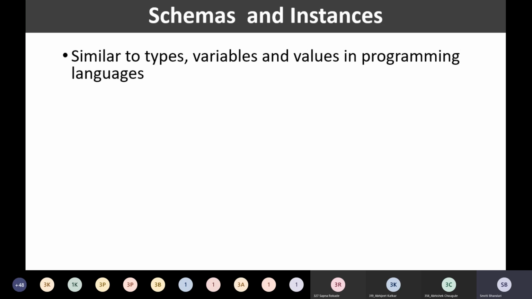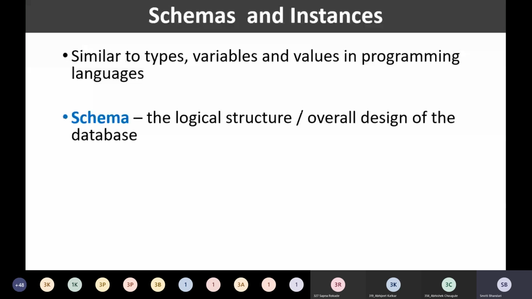Is that correct? Are you getting me? Yes, ma'am. Fine. Now we are going to relate these terminologies with database systems also. So let us see first what we mean by a schema. Schema is the logical structure or the overall design of a database. I'll repeat once again. What is a schema? Schema is the logical structure or the overall design of the database.